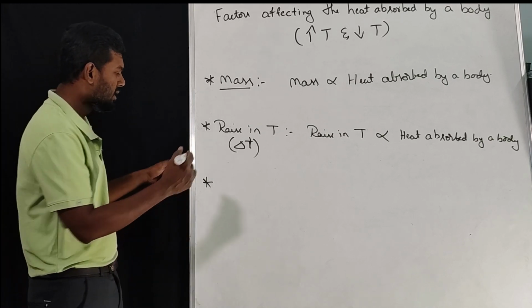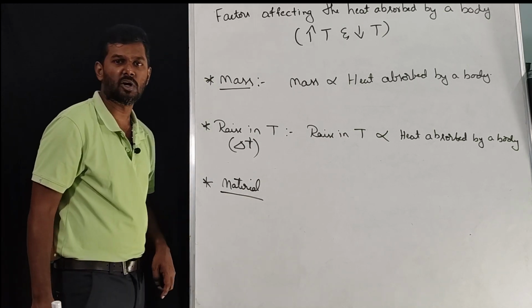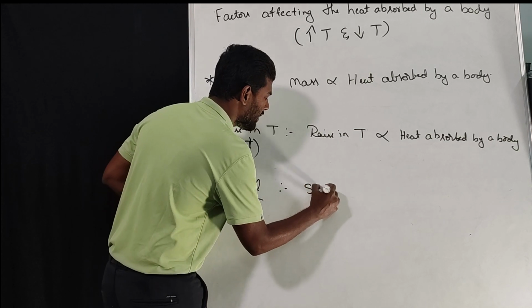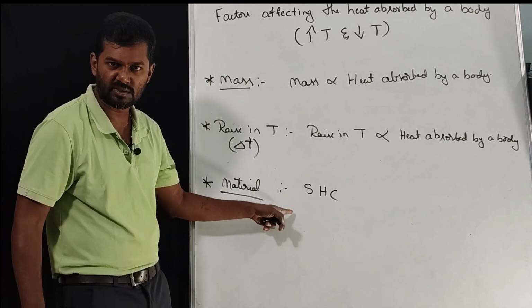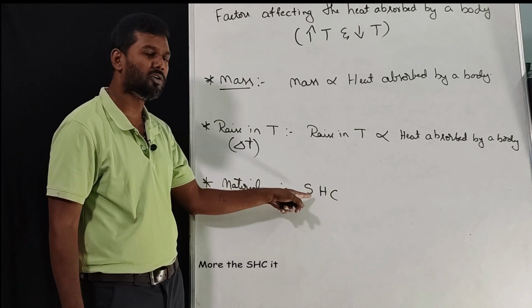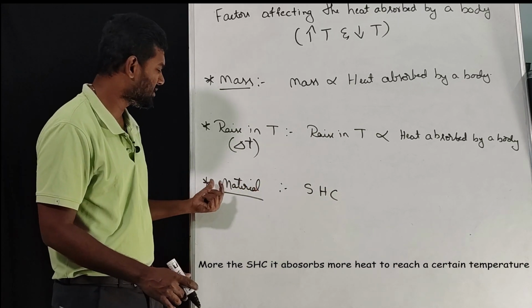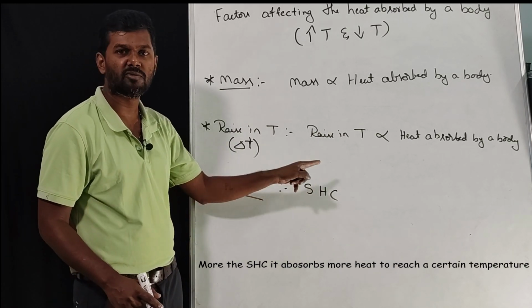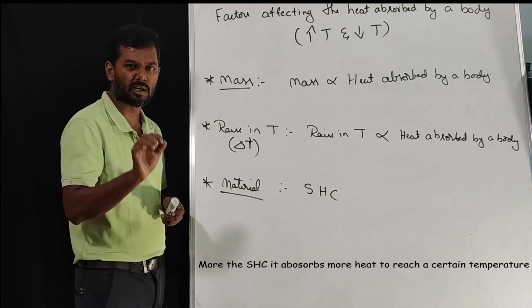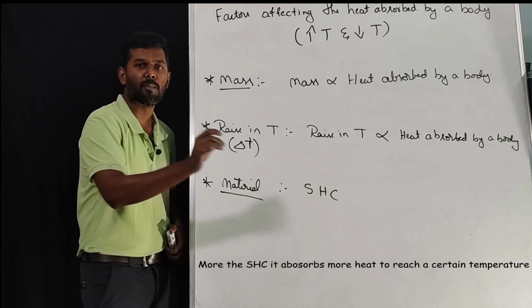Then our last factor, that is material. See, different materials absorb different amounts of heat. That depends upon specific heat capacity. This one, don't worry about it for now. We are going to learn about it in the same chapter, same part of this video. So what is the third factor? It depends upon specific heat capacity. So how can you write it in a sentence? When it comes to material, different materials absorb different amounts of heat, so that depends upon specific heat capacity.